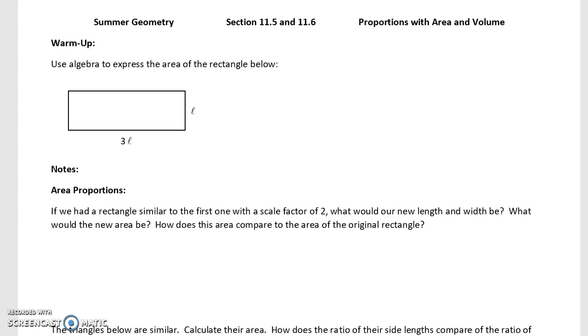So for our warm-up, we want to use algebra to express the area of the rectangle. The area of the rectangle is base times height. But in this case, our base is 3L and our height is L. Combining that algebraically, this rectangle has an area of 3L squared. Then the question I'm going to ask you below is, if we had a rectangle similar to the first one using a scale factor of 2, what would our new length and width be, and what would our new area be? And how does this compare to the original area?